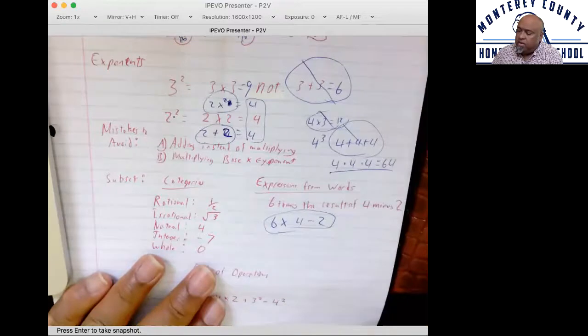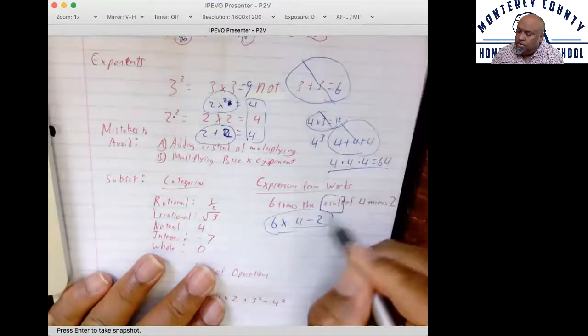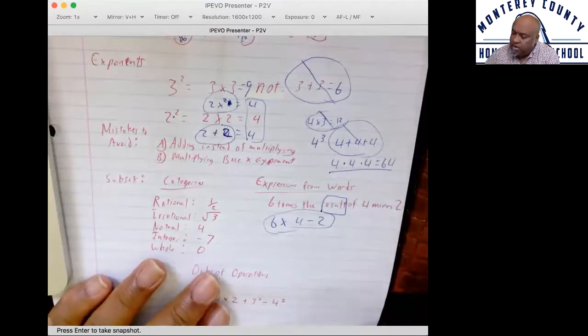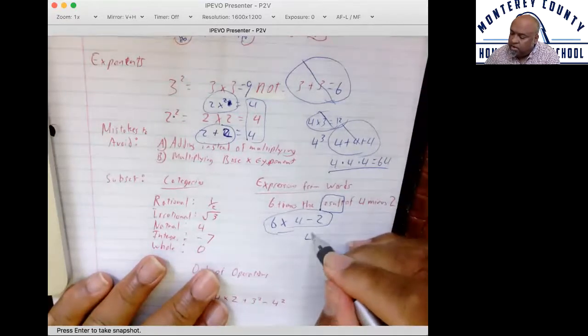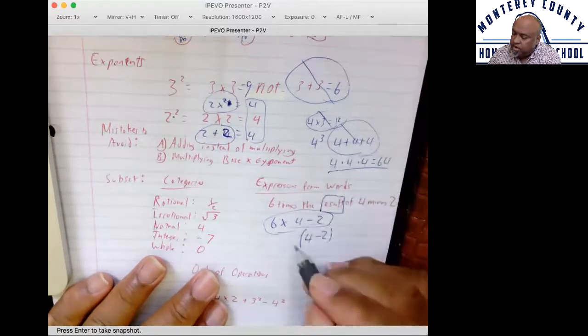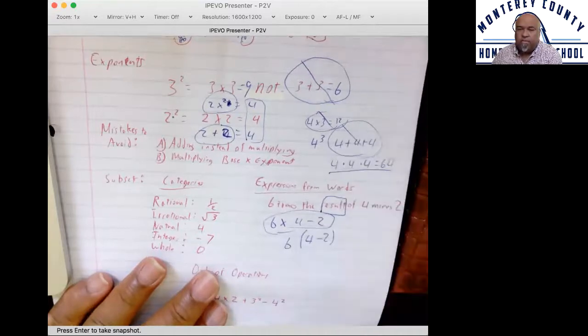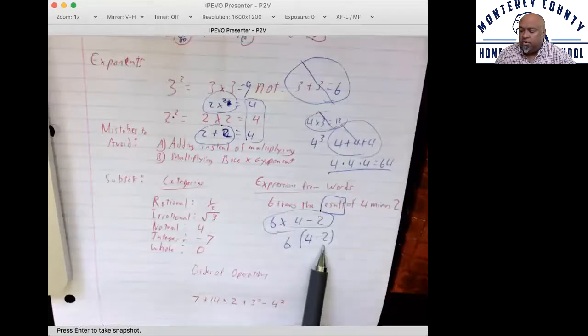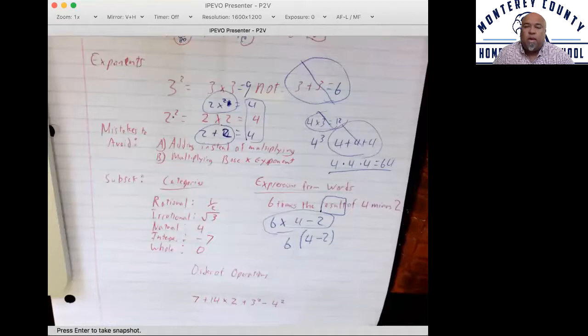because that's incorrect. The word result implies that 4 and 2 have to happen first. So you should write it like this: 4 minus 2 in parentheses times 6. That's how you should write it. Now, if the question said to write it in simplest terms, then you can also go 4 minus 2 is 2, and then 2 times 6 is 12. You could do that, but if it doesn't say that, then this is how it should be written.